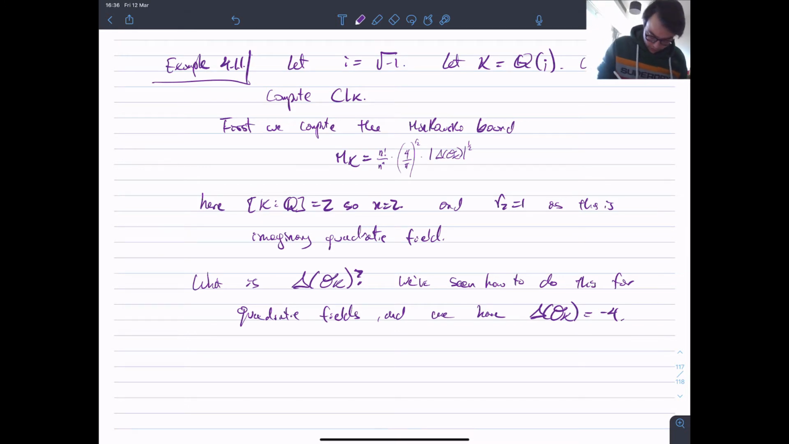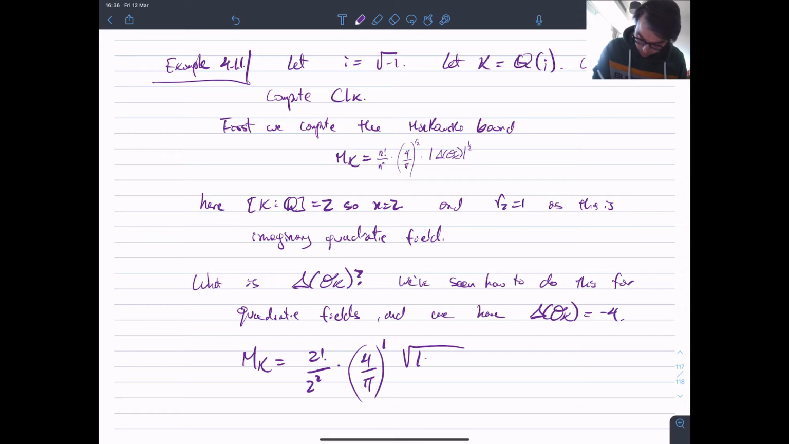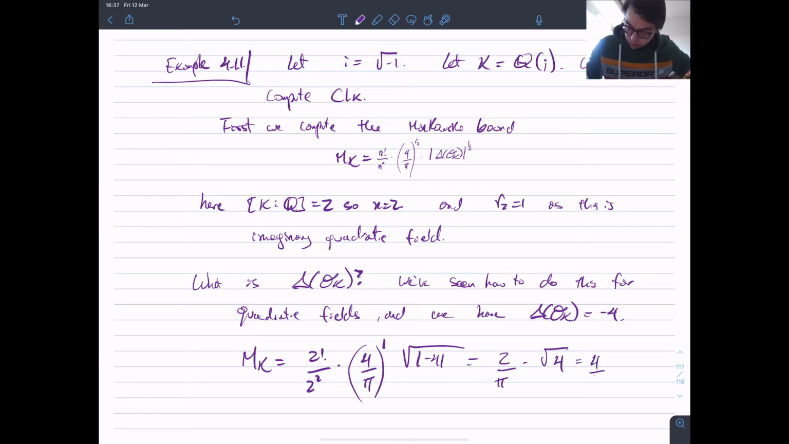Great. So let's figure out what the Minkowski bound is. It says 2 factorial over 2 squared times (4 over pi) to the 1, because r2 is 1, times the square root of the absolute value of the discriminant, so the square root of the absolute value of -4. So this is 2 over pi times the square root of 4, which is 4 over pi. You just need to know approximately what this is, 1.273 or something.